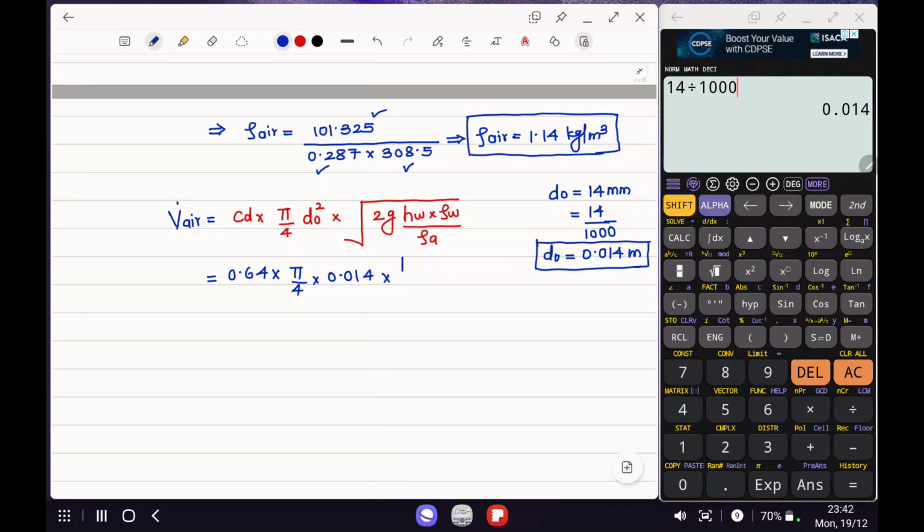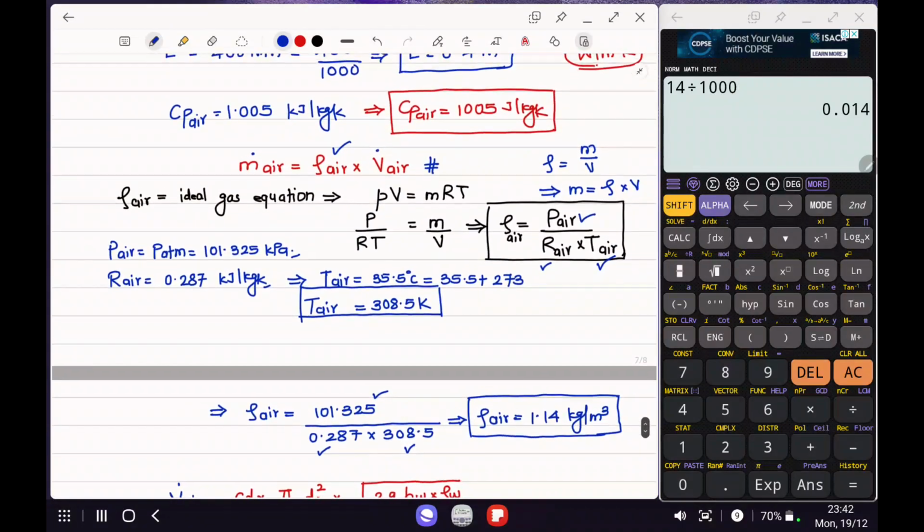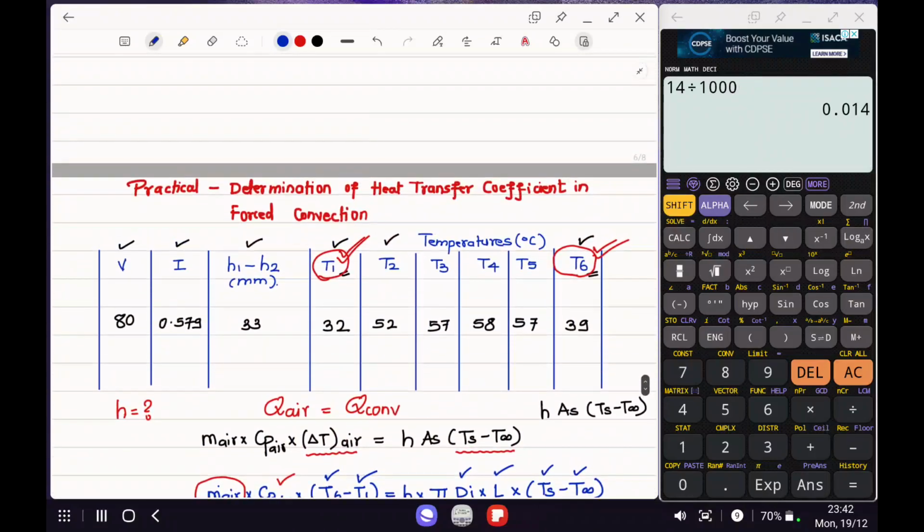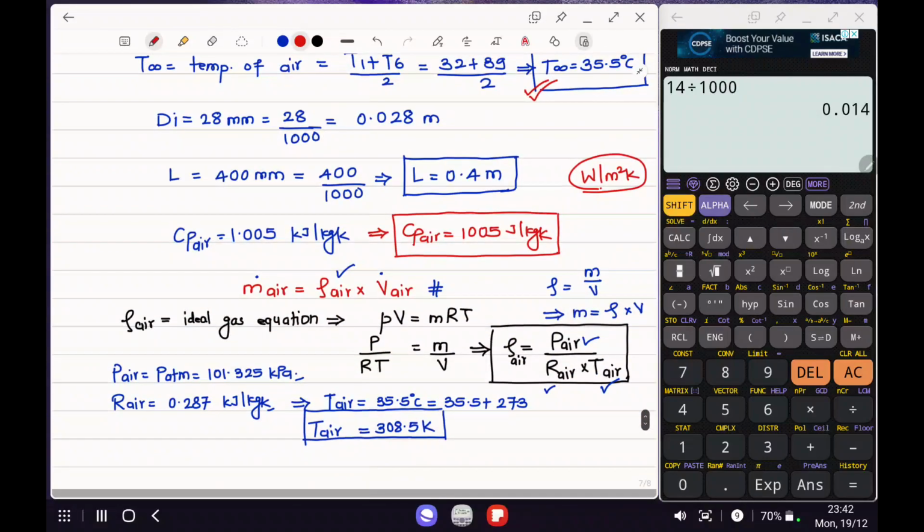So 0.014 multiplied by, in the bracket, so I will delete this just to create the space. So D0 is sorted, actually my mistake, not only D0 but the square of this. Then 2 into the value of g, 9.81, and HW, which is the height of water column. If you recollect, this is the parameter that we have obtained here. So the height of water column is 33 mm, which is 33 divided by 1000, so that is equal to 0.033 meter. You can check it once again on the calculator.